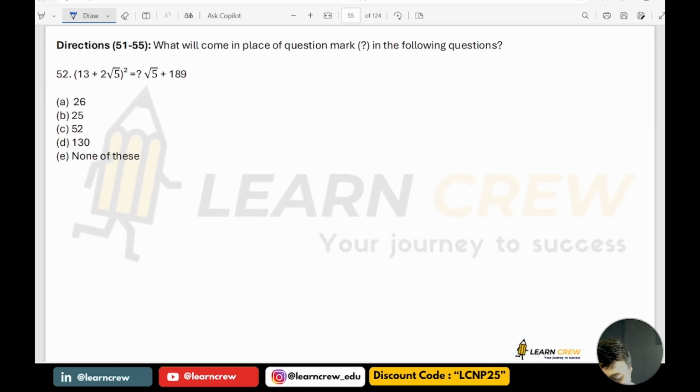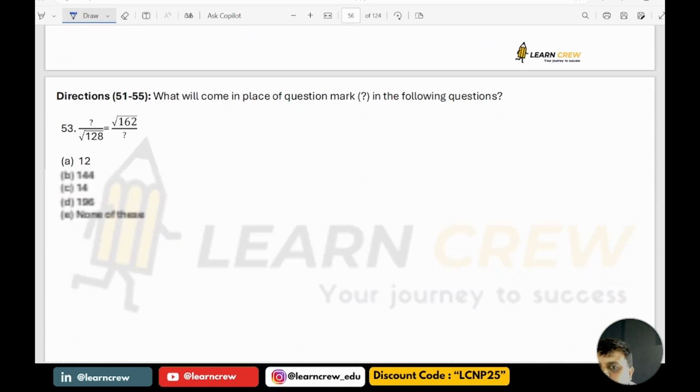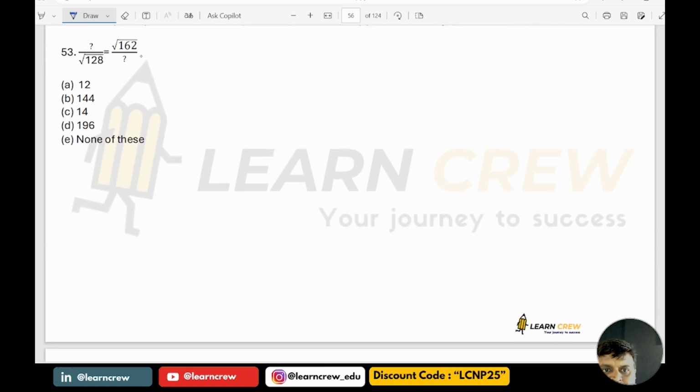Now 13 plus 2 root 5 whole square. It is simply a plus b whole square. So it is a square plus b square plus 2ab. 2 into 13 into 2, 26 into 2, 52. So the answer is 52 here. Now root 162: 81 into 2, 64 into 2. So it is 9 root 2 and 8 root 2. 9 into 8, 72 into 2, 144.